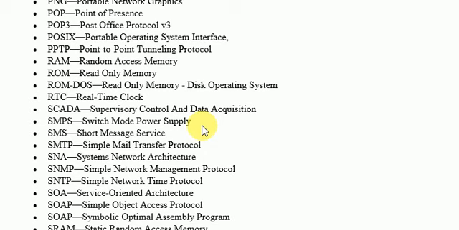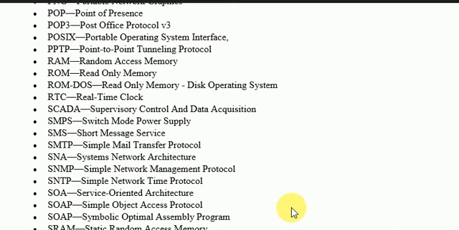Everyone nowadays uses a CPU. In a CPU, SMPS is present, and that SMPS is a switch mode power supply. It gives a variety of voltage ranges, like 5 volt, 9 volt, 12 volt, 15 volt, like that. Then SMS, short message service. SMTP, simple mail transfer protocol. SNA, system network architecture. SNMP, simple network management protocol. SNTP, simple network time protocol. SOA, service oriented architecture. SOAP, simple object access protocol.